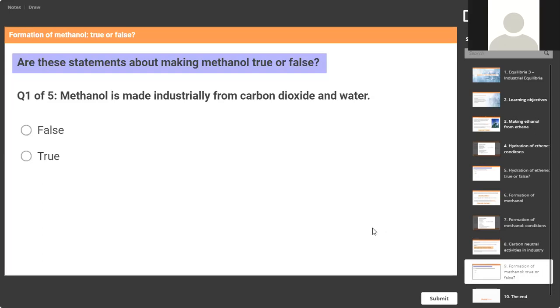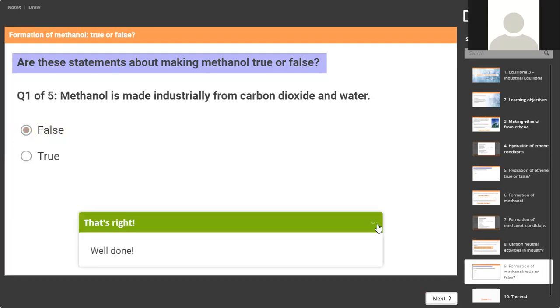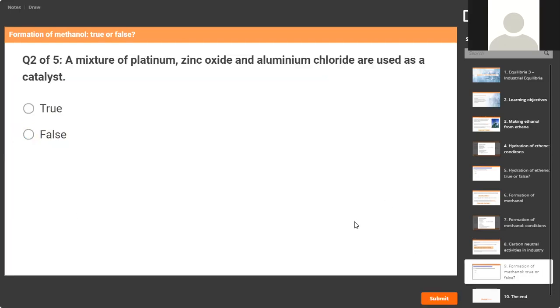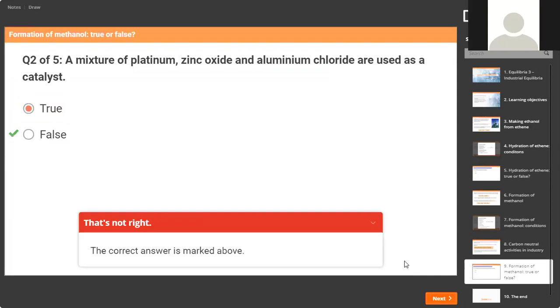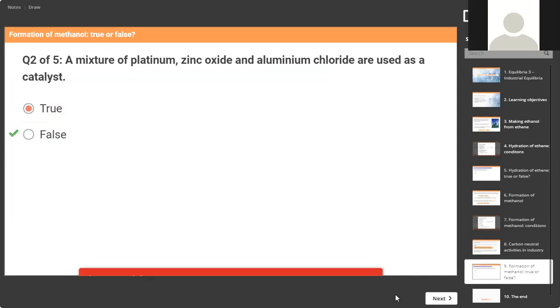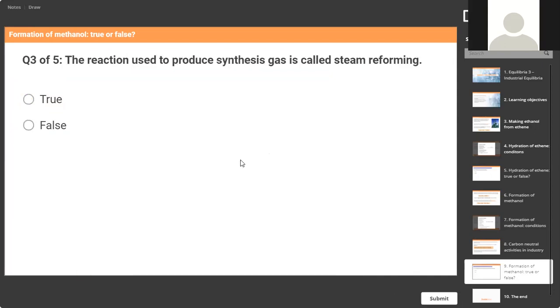Methanol is made industrially from carbon dioxide and water. Well, that was false because it was carbon monoxide. A mixture of platinum, zinc oxide and aluminium oxide is used as catalyst. That is true. No, sorry, it wasn't true, that was false. The reaction used to produce synthesis gas is called steam reforming. That is true.